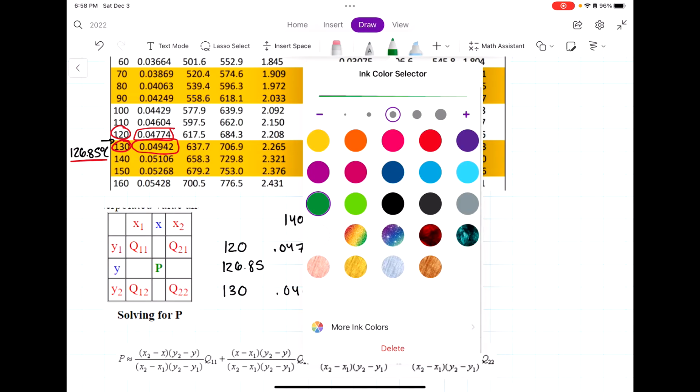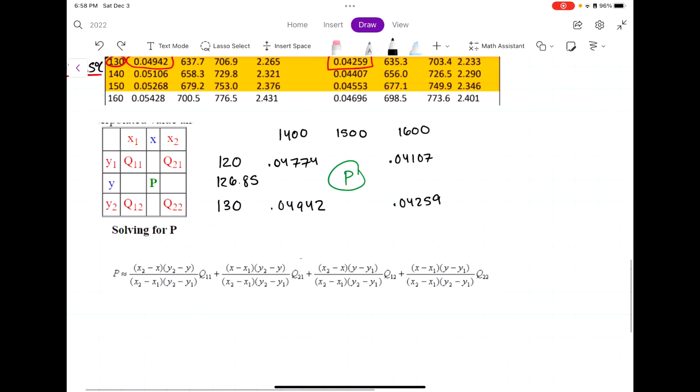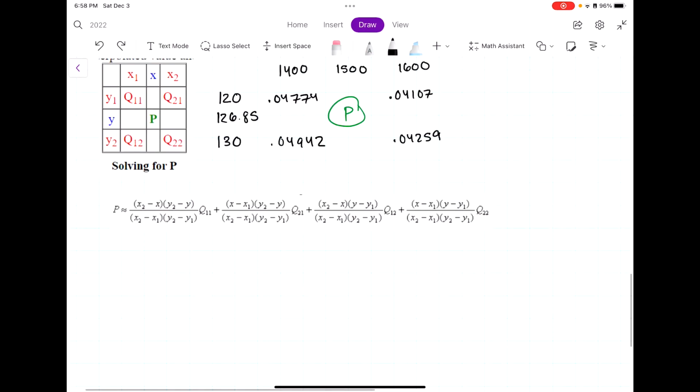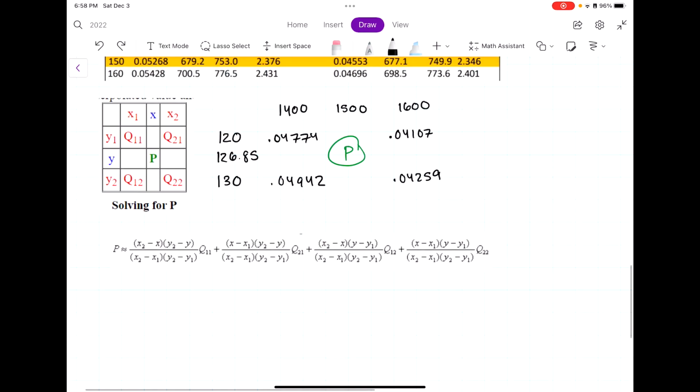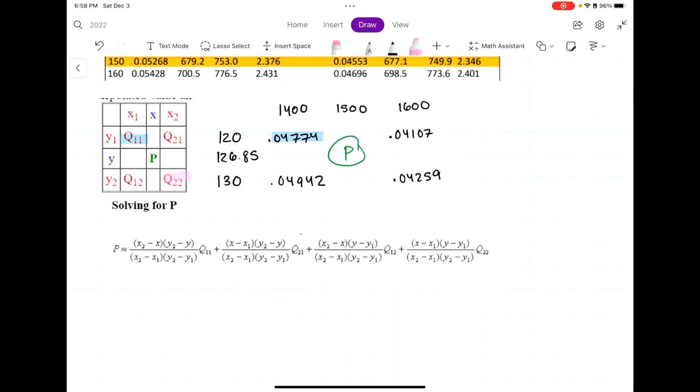You can plug everything into this equation right here, or you can look up an online calculator, or you can code it into your own calculator or use Excel. Really, it's up to you and whatever your teacher lets you use. Just in case, this Q11 represents that number right there, and this Q21 represents that number right there, just to make things extremely clear.